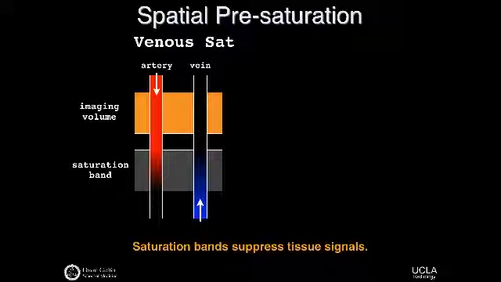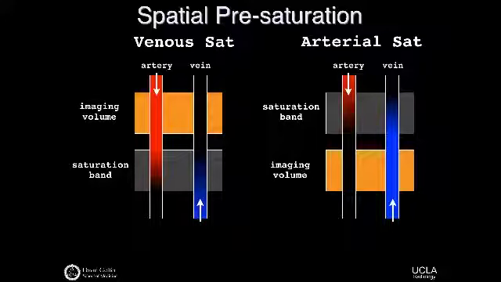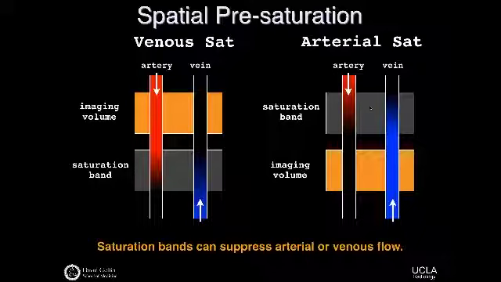So here's the opposite example of that, where I've switched around the location of the saturation band relative to the imaging volume, and now I'm nominally saturating the arterial blood, so it's dark when it gets into my imaging slice. But the venous blood, because it's flowing the other way, sees the saturation band, but it just keeps flowing away, and it doesn't really enter into the imaging slice itself. So on a practical level, it looks something like this.